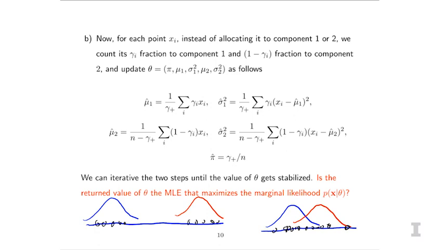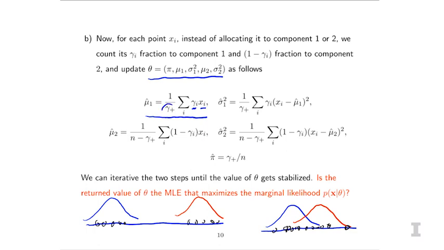What do we mean by counting fractions of them to different components? Well, you can understand that by looking at the formula we use to update the parameters. So now when we update the parameter for the mean of the first component, we're just going to do this weighted average. So for every xi, instead of setting it totally in component 1 or 2, we calculate the probability that it is in component 1, which is gamma I. So gamma I is a number between 0 and 1.